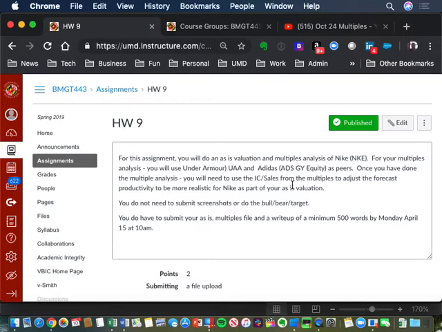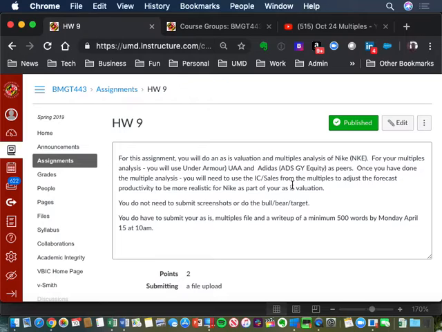And you're going to do a multiple analysis on Nike, Adidas, and Under Armour. You're not going to do a valuation on them. You're just going to do, similar to Raytheon, General Dynamics, and what was the other one? Northrop Grumman. You do the same thing for Nike, Under Armour, and Adidas. Do the same multiple analysis.